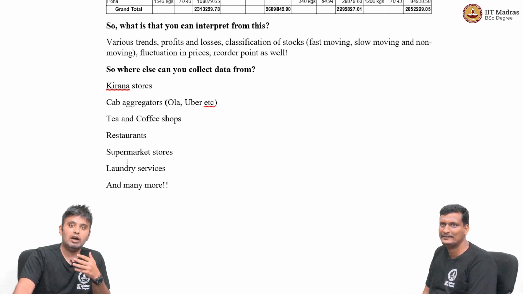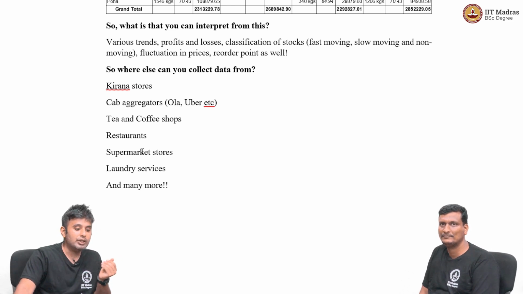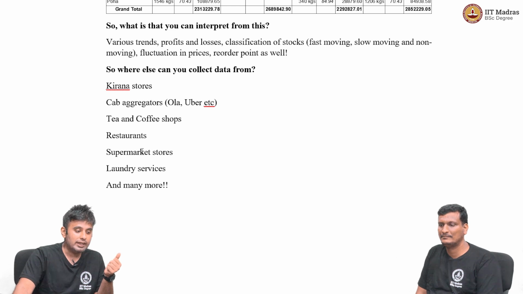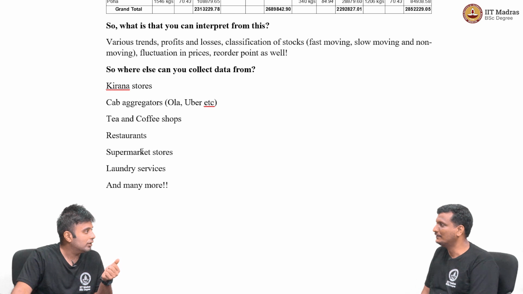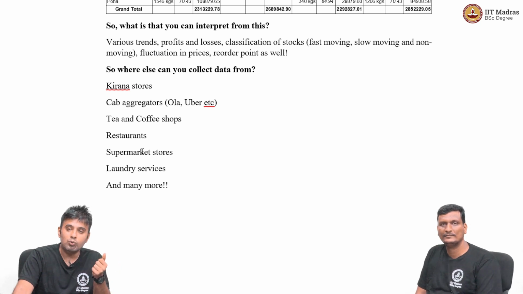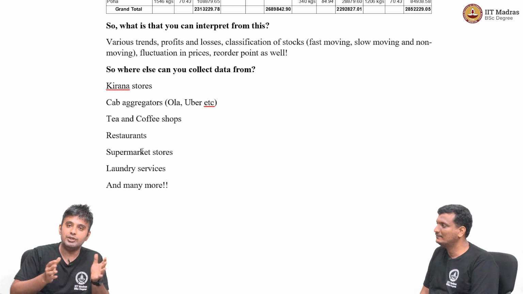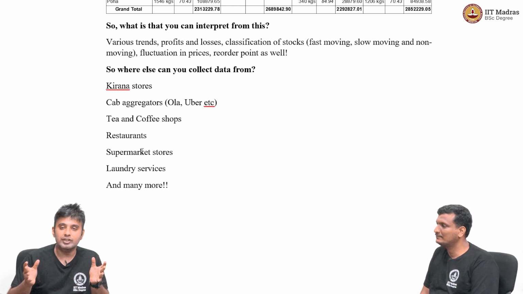Now that we have explained all this, where can you collect the data from? Yes, you can collect it from the Kirana stores. You could also collect it from cab aggregators, Ola and Uber. Now you know Ola and Uber. Uber has Uber Go, Uber SUV, and different vehicles catering to different segments, correct?